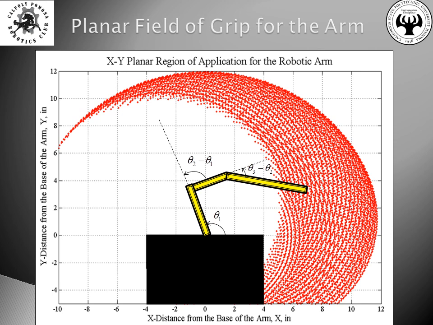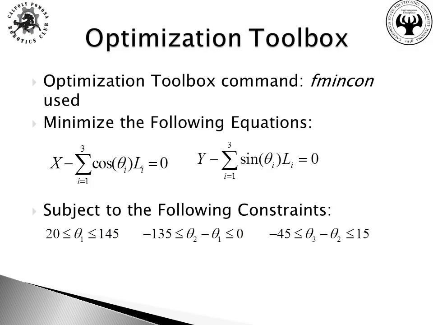The region denoted in red is the area which the robotic arm can grab in. Outside of this region, however, the robotic arm cannot grab. Using the restrictions as seen from the previous slide, now we can solve the problem by using the optimization toolbox. The command used to solve this problem is fmincon. The following equations below are minimized, and they are also subject to the following constraints.